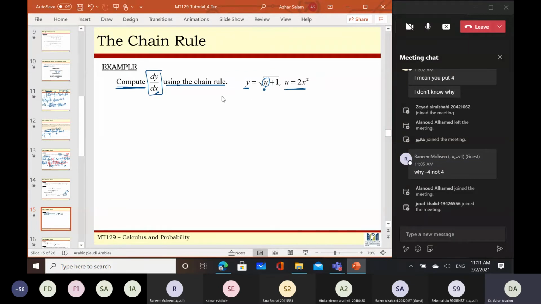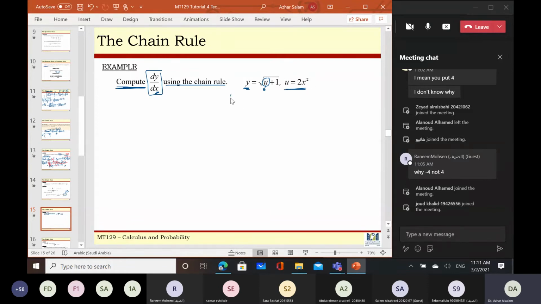هنا معنى السؤال إن أوجد مشتقة الواي لكن بالنسبة للمتغير x. لكن الواي اللي معطى عندي هي دالة في متغير u. لكن بالمقابل أعطاني قيمة هذا المتغير u بالمتغير x.